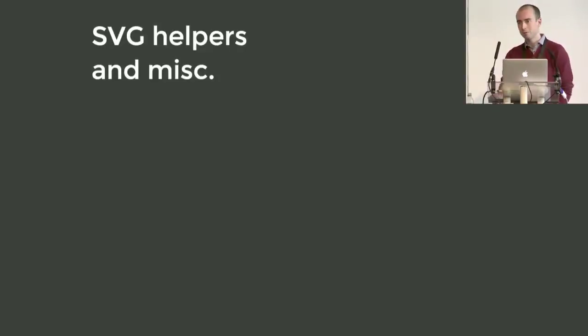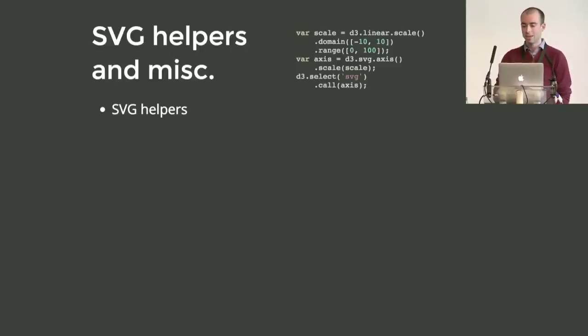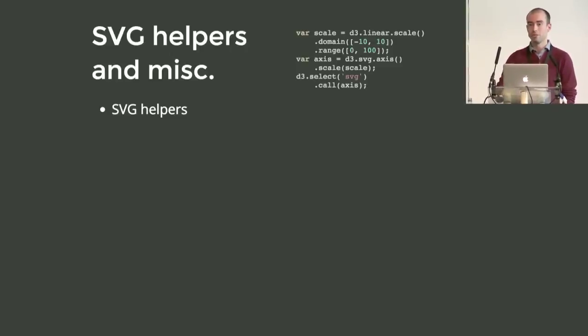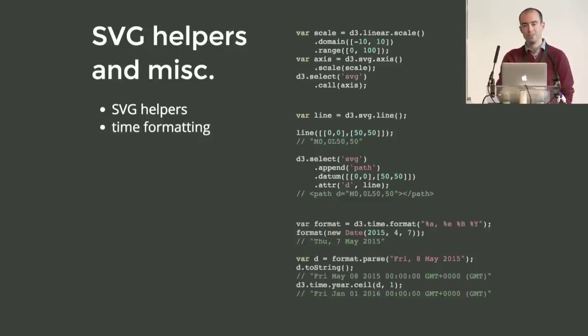You've also got SVG helpers. D3 can be used with any type of DOM. It doesn't have to be used with an SVG DOM, but if you are using it with SVG, then it's got some helpers in there. For example, if you want to render a scale in SVG, then an axis leaves all the algorithmic complexity within scale, but is an SVG renderer for that scale. Similarly, you've got helpers that help you with the SVG paths, and you've got kind of miscellaneous other stuff like time formatting, which is very useful for scales, and plenty more.